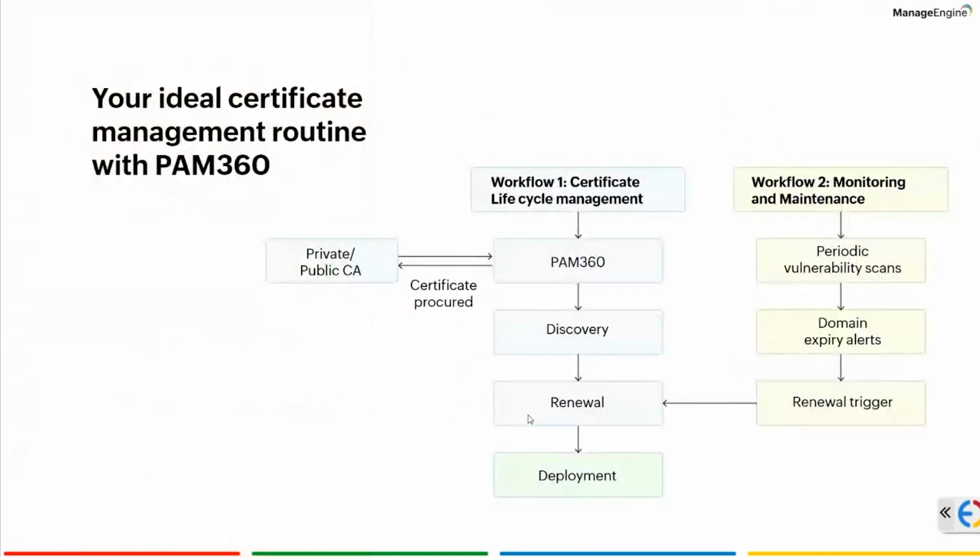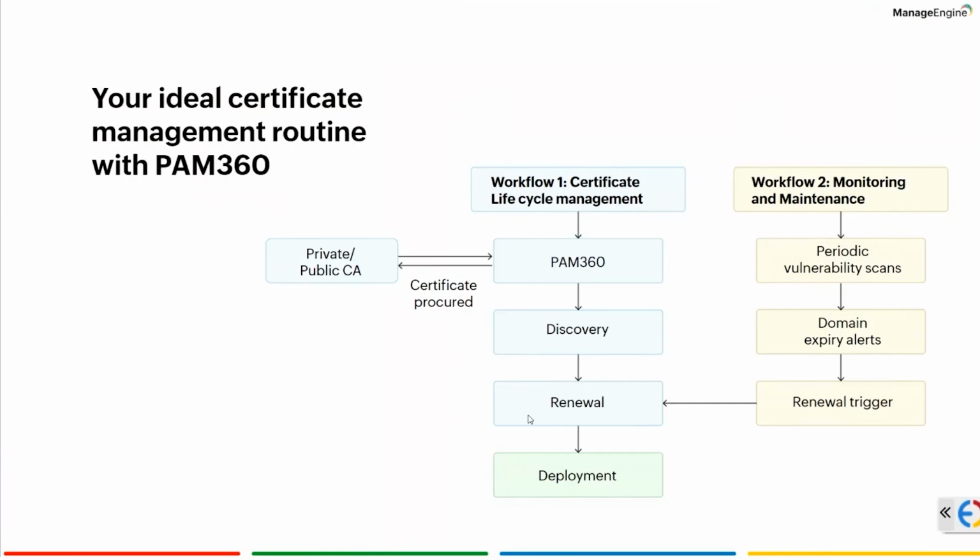So your ideal certificate management routine with PAM 360. Here we have two workflows. The workflow one is the certificate lifecycle management using PAM 360. So you can procure an internally or an externally signed certificate. You can run discovery scans across your network, either on demand or automatically through scheduled tasks to create an inventory. Once done, you monitor and maintain the certificates that are imported into the repository.